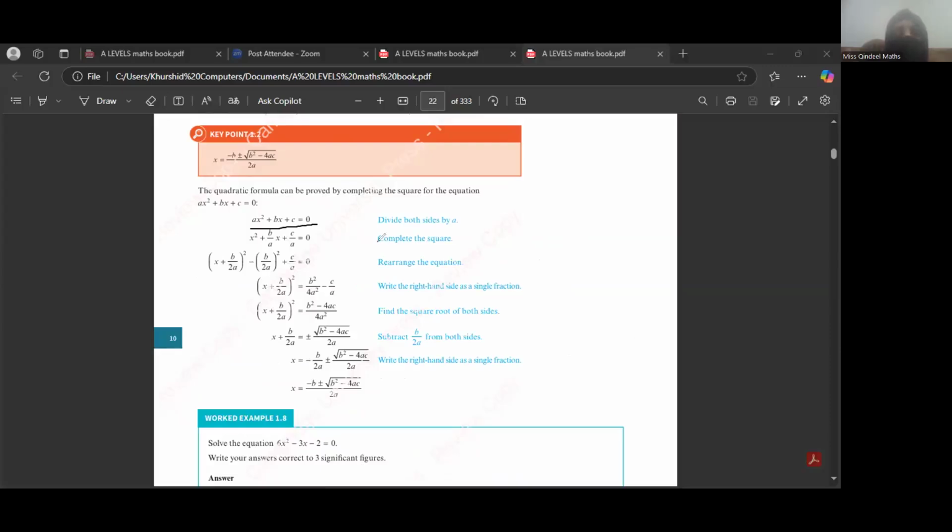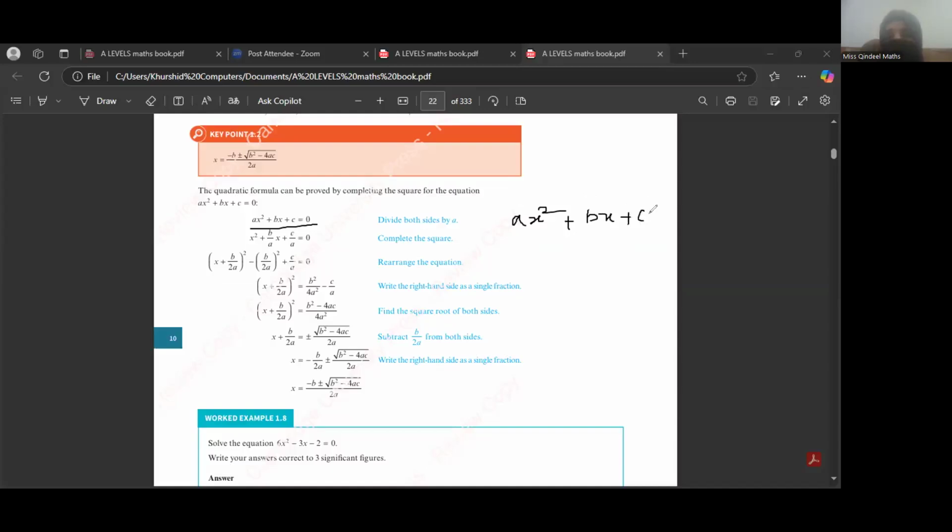Whenever you are applying the completing square method, there must not be any coefficient of x² here. If you see over there, the term x² has a coefficient a. So we don't need the coefficient a. That's why I am dividing the whole equation by a, because we want to eliminate this a, the coefficient of x². So I divide the whole equation by a. So we have ax² + bx + c = 0.